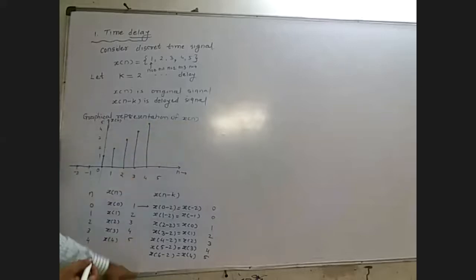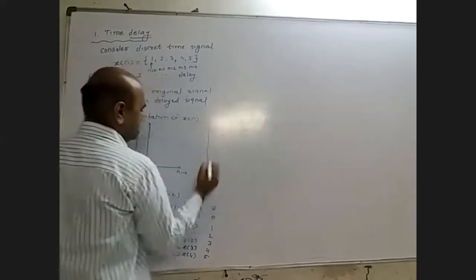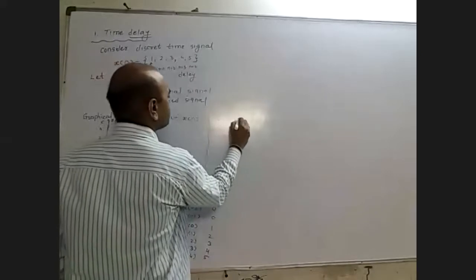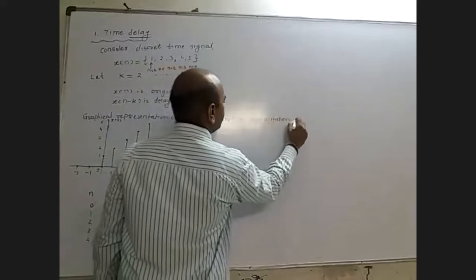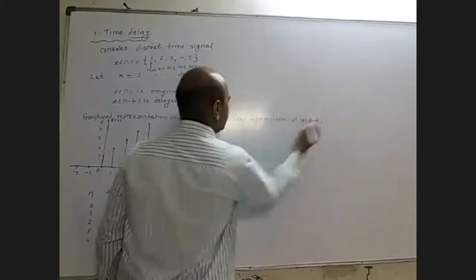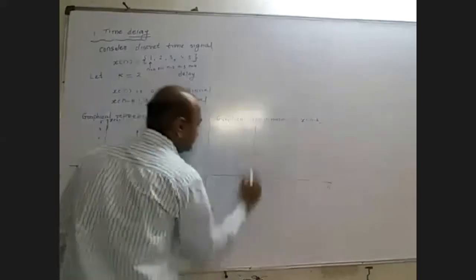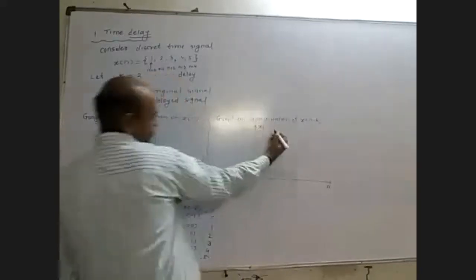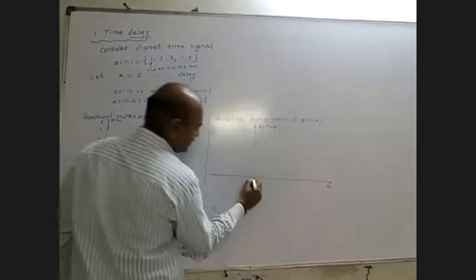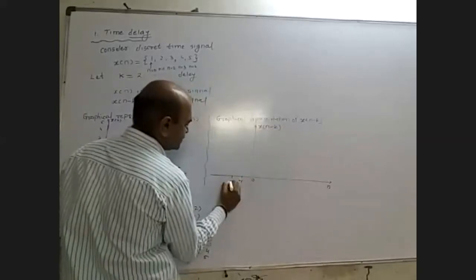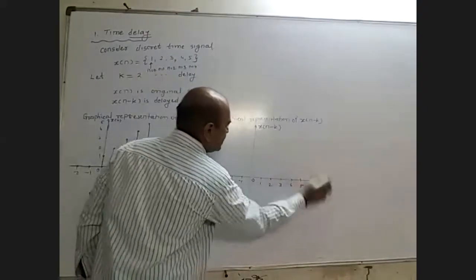Now we will go for the graphical representation of x of n minus k, that is the delayed signal. How can you draw it? Again, draw the coordinate system. Again, here you can write x of n minus k instead of x of n. Now you can put all the points here: 0, minus 1, minus 2, 1, 2, 3, 4, 5, and so on.